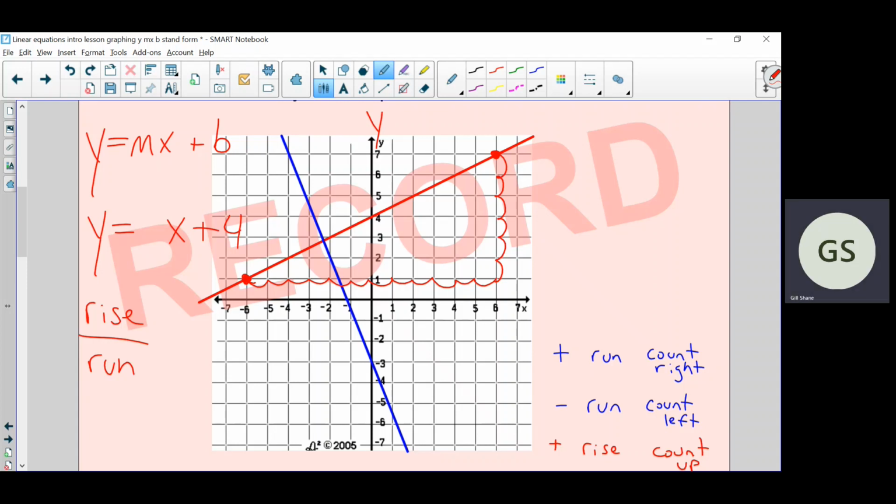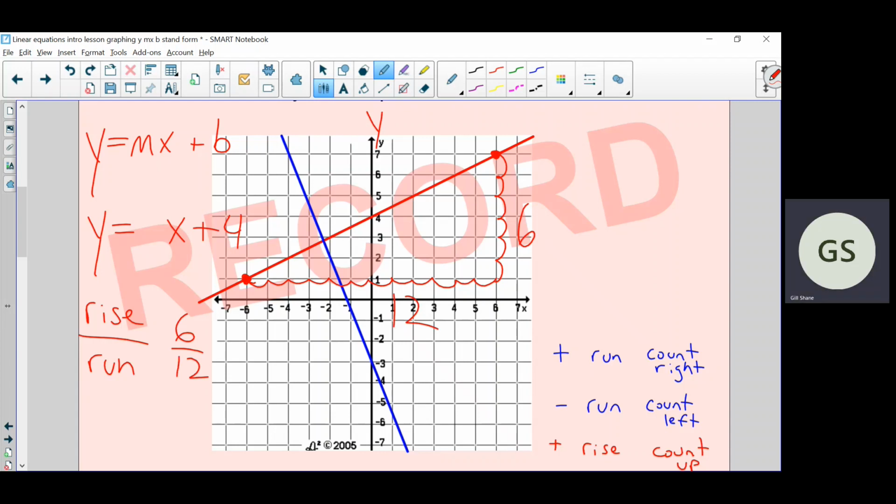Well, now I have a rise and a run number. I just have to count how far I went. So I count the hops: 1, 2, 3, 4, 5, 6, 7, 8, 9, 10, 11, 12. And then I hop up: 1, 2, 3, 4, 5, 6. Those are my rise and my run numbers right there. Now, you do have to remember, and that's why I had you write this down, when it's positive and negative. Going right for a run is positive. Going up for a rise is also positive.